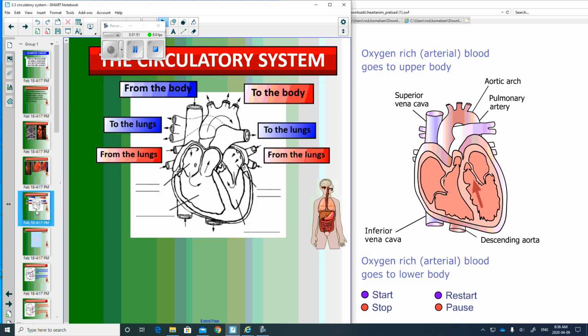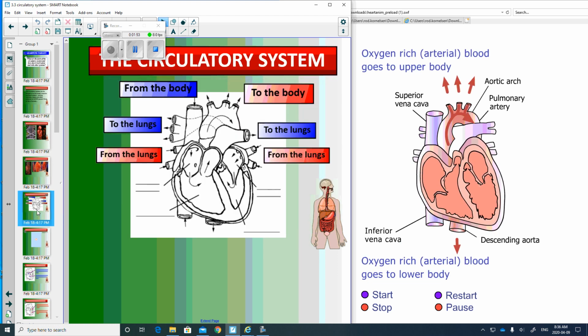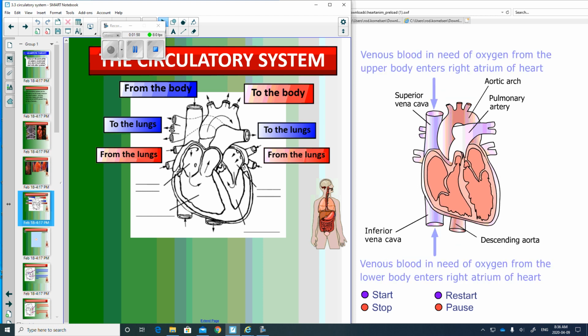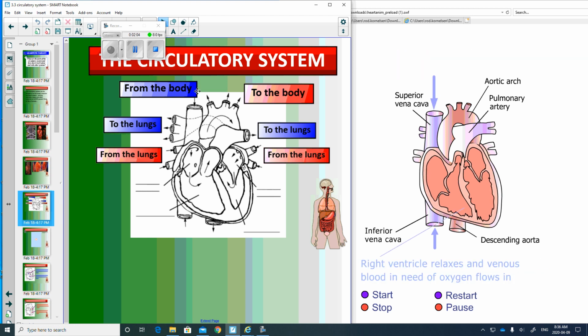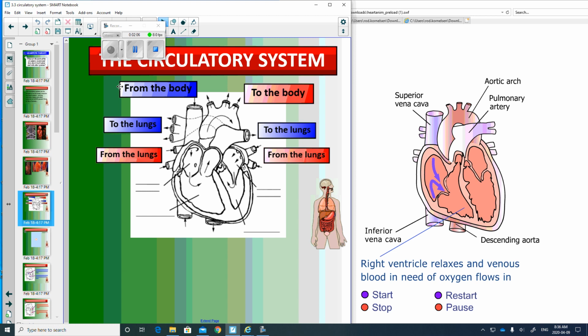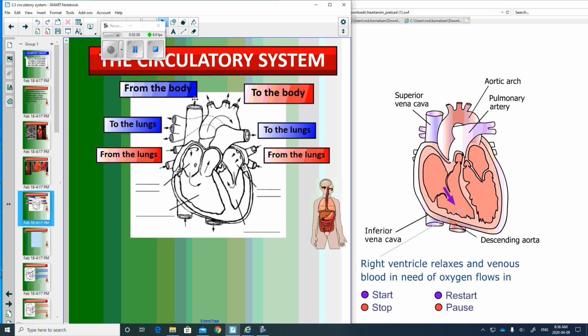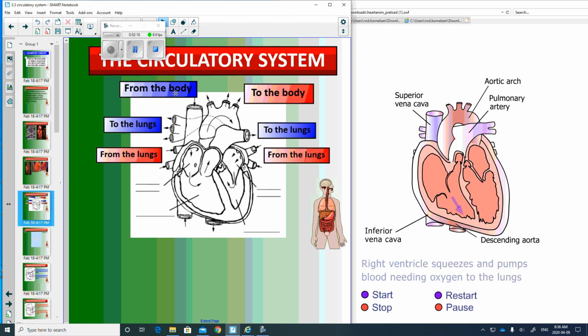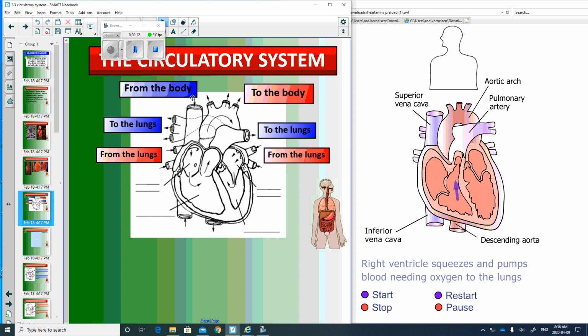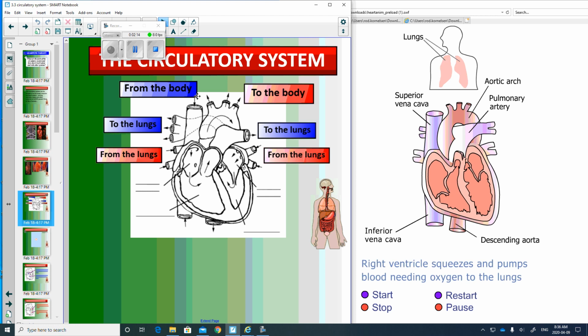Here are the parts of the heart that we're going to need to know. Just a quick rundown of how it works. Blood comes in from the body. It's colored in blue because when red blood cells are loaded with carbon dioxide, they're a little bit darker, not exactly blue and red like you see on the screen, but a little bit darker in color than when they're loaded up with oxygen.